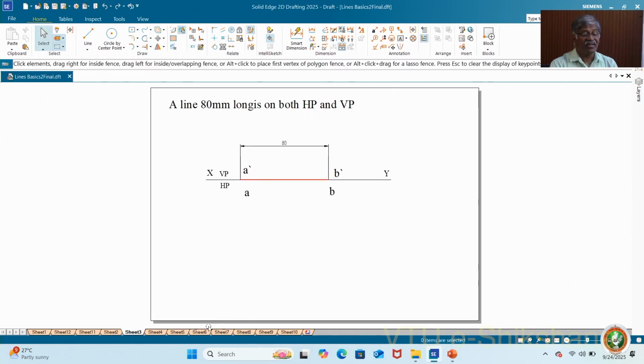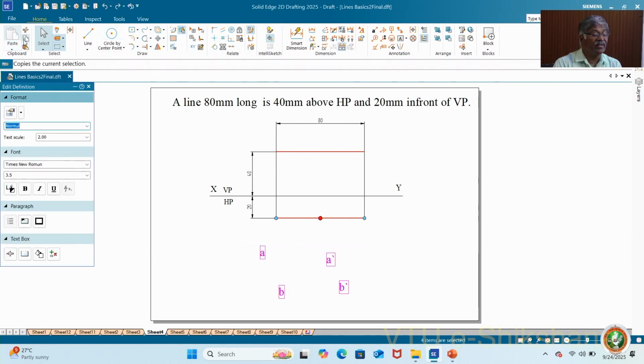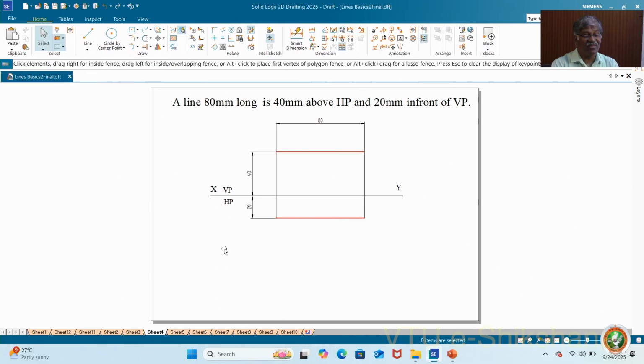And next comes the line which is on both HP and VP. There is no distance from both HP and VP. So a single line on XY represents A dash, B dash as well as AB. So here the line is 40 mm above HP, 20 mm in front of VP. That means both are parallel to XY line. So this is again the problem on straight line, which is having some distances from HP and VP, parallel to it.